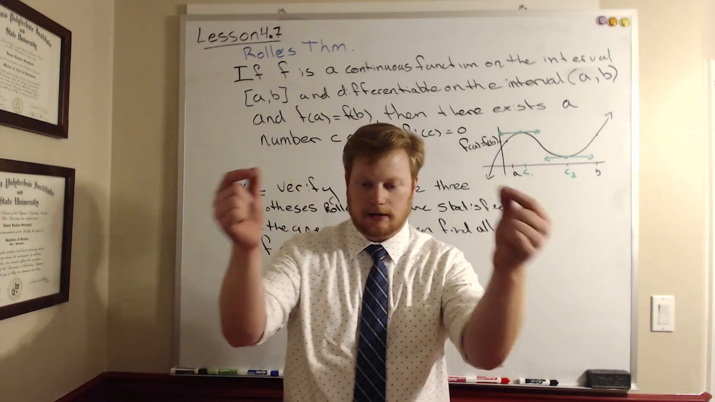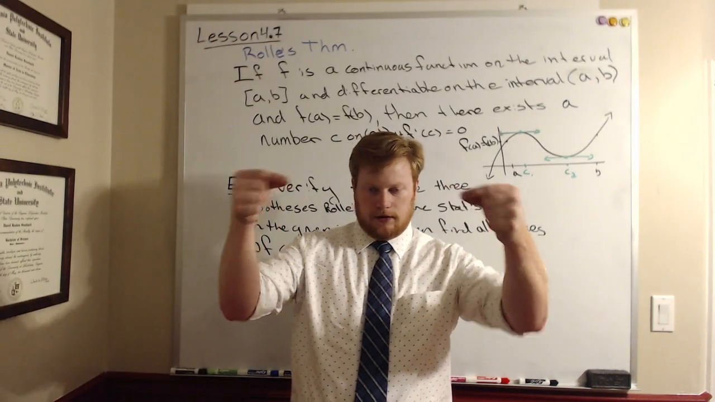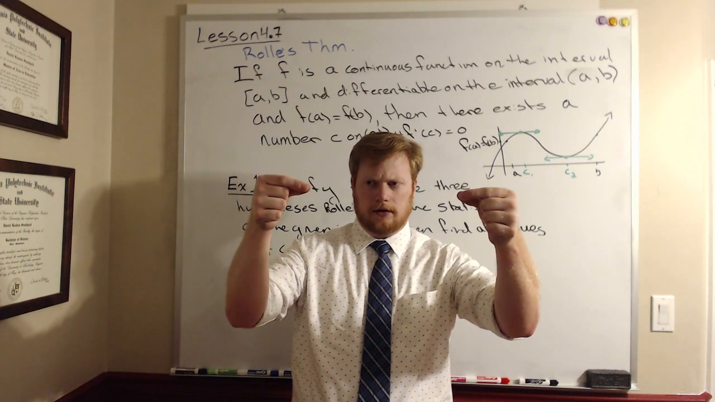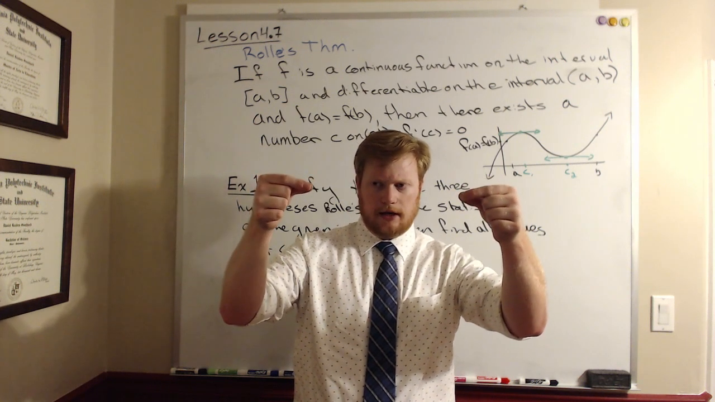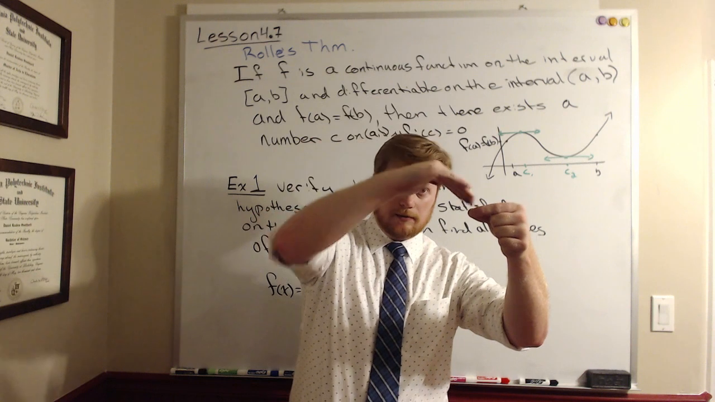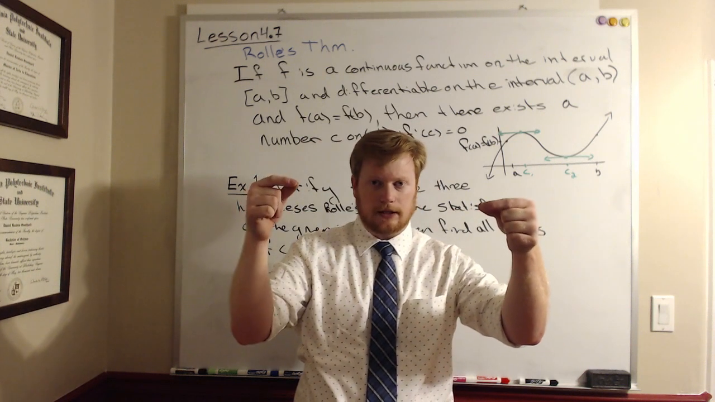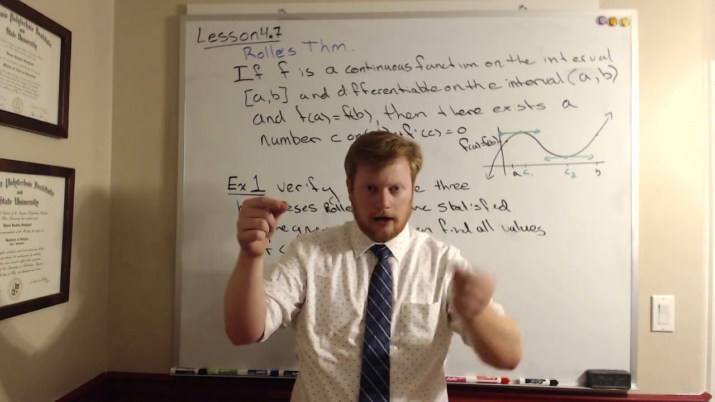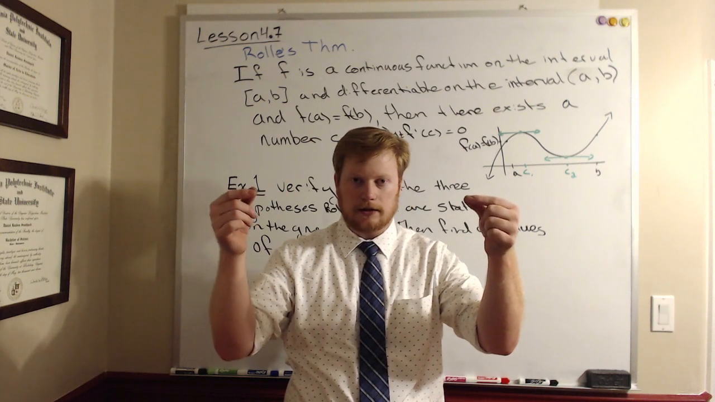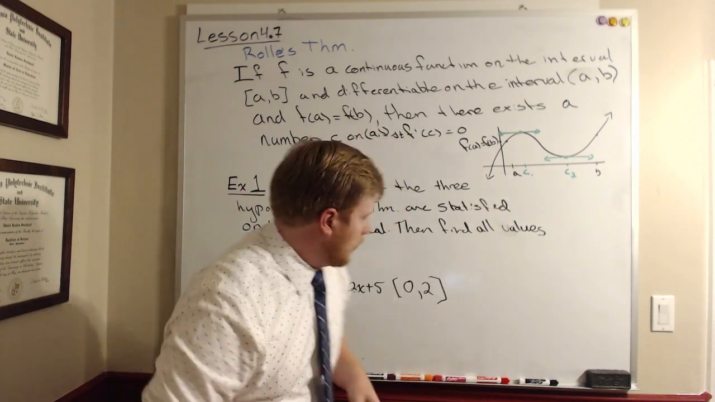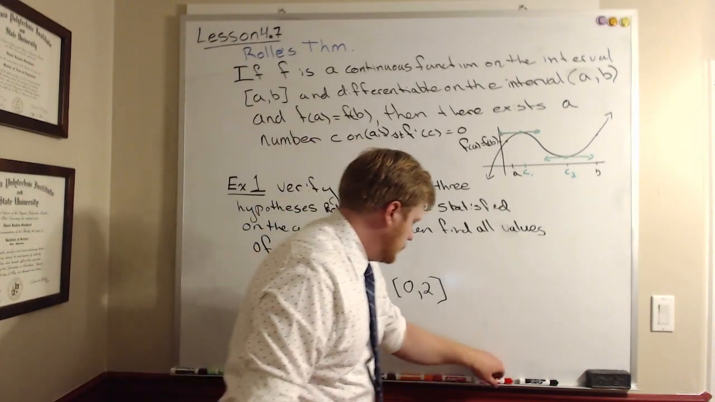Basically, what we're saying is, if the endpoints have the same height, then the function either goes up and comes down, and so it has to have a derivative that's equal to 0, or it goes down and comes back up, so it has to have a derivative that's equal to 0. Okay, so let's look at an example of using Rolle's theorem.